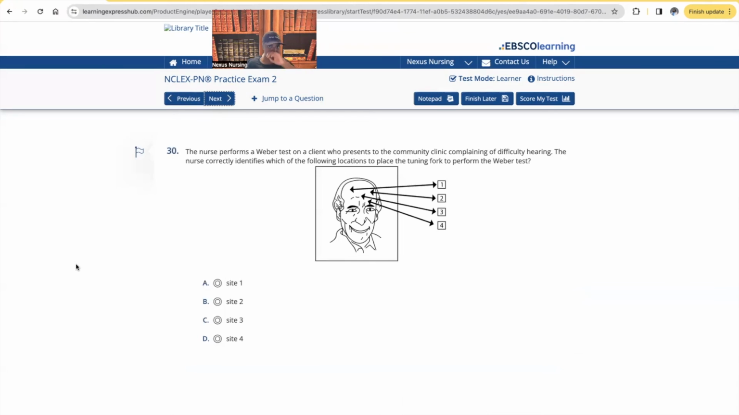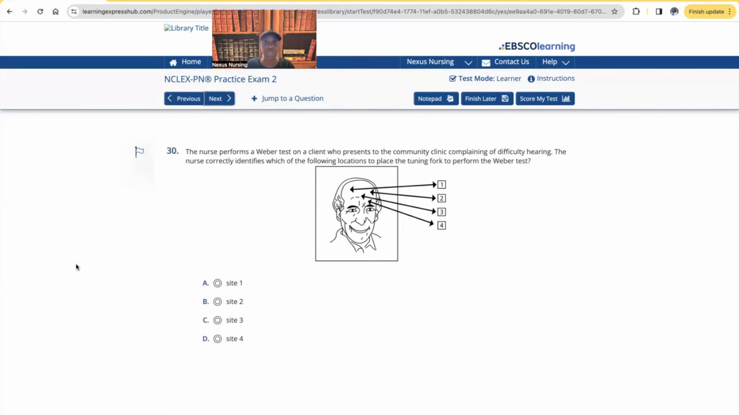All right, last question. The nurse performs a Weber test on the client who presents to the community clinic complaining of difficulty hearing. The nurse correctly identifies which of the following locations to place the tuning fork to perform the Weber test? This question, guys, you see it for PN/VN, but you're also going to see this question for RN. And guess what? You're also going to see this question for APRN, Advanced Practice Nurse Practitioner. You're going to see this.